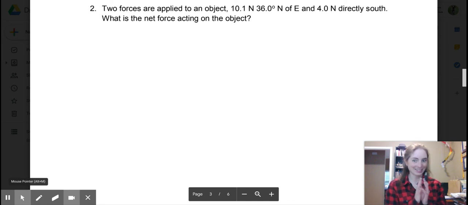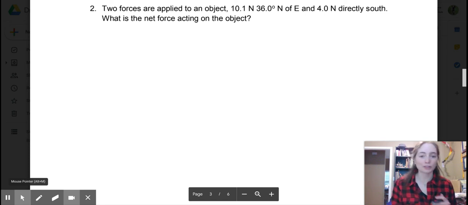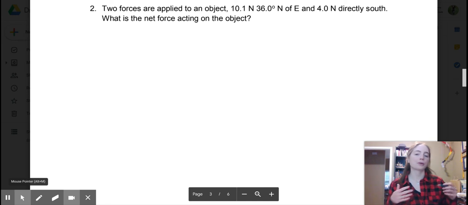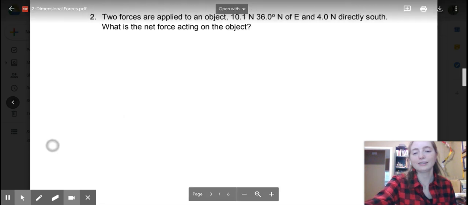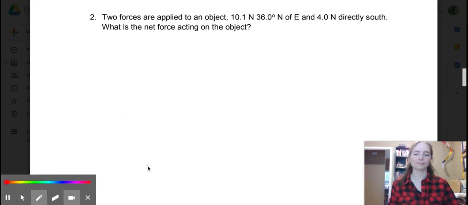Okay, so ladies and gentlemen, let's make this a wee bit more tricky. We are going to do the same thing that we did with the 2D vectors that are not perpendicular to each other. We're going to break these into their x and y components, and then we're going to find the total F net on the x and total F net on the y, and then we are going to make our new triangle.